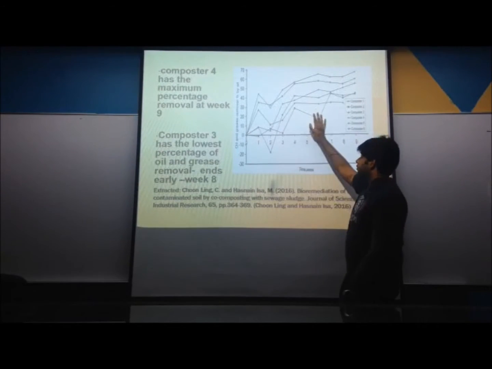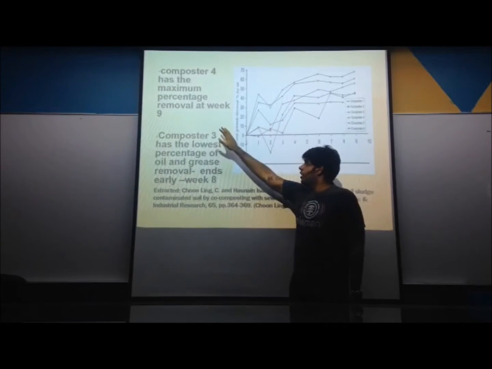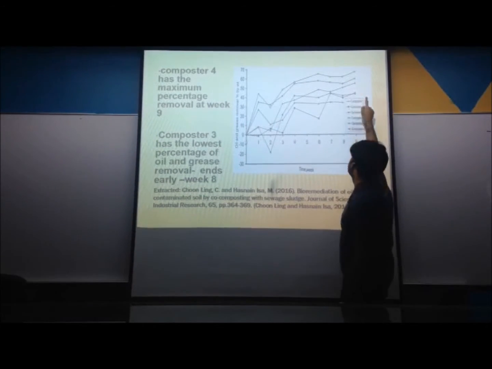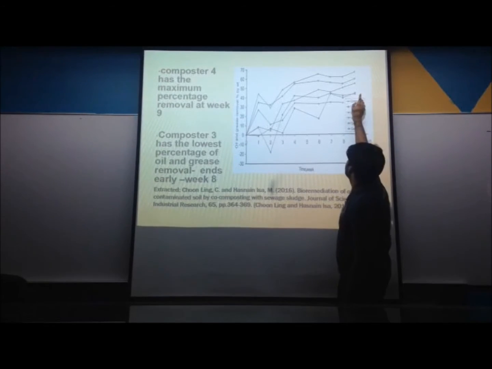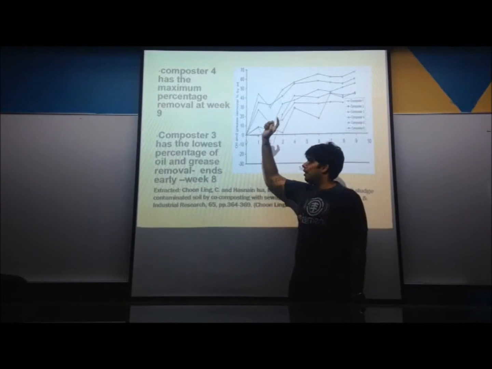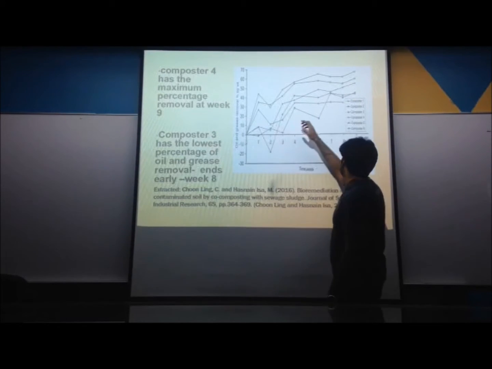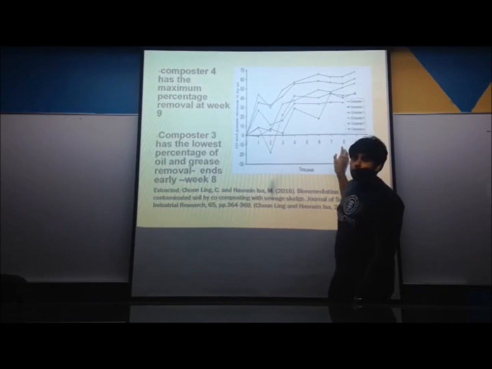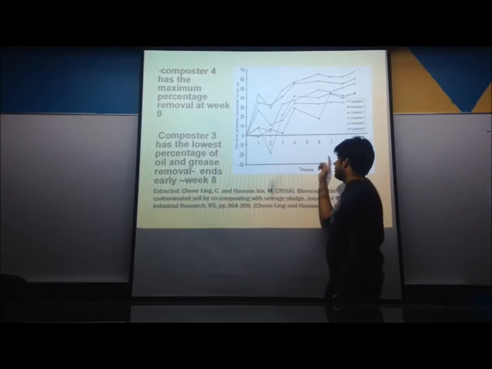As you can see from this graph, composter 4 has the maximum percentage removal, at week 9 at the highest ratio, which is indicated by the X mark. In contrast to that, composter 3, which is indicated by the triangle mark over here, ends early. It has the lowest percentage and it ends at week 8.